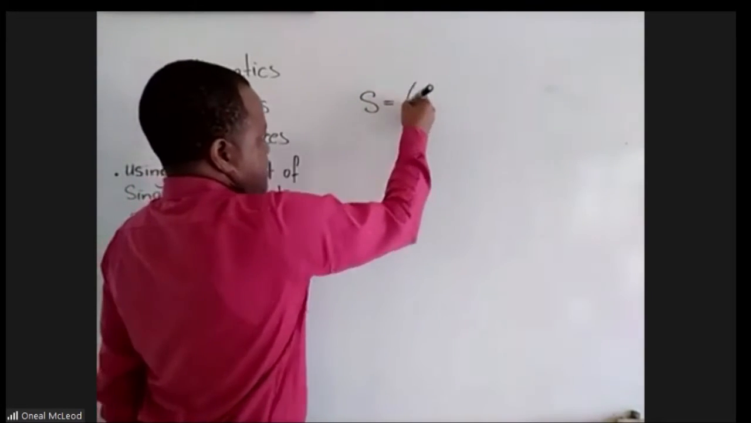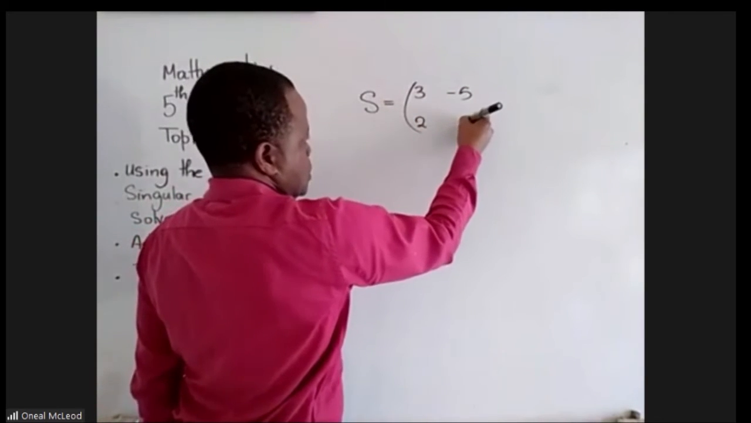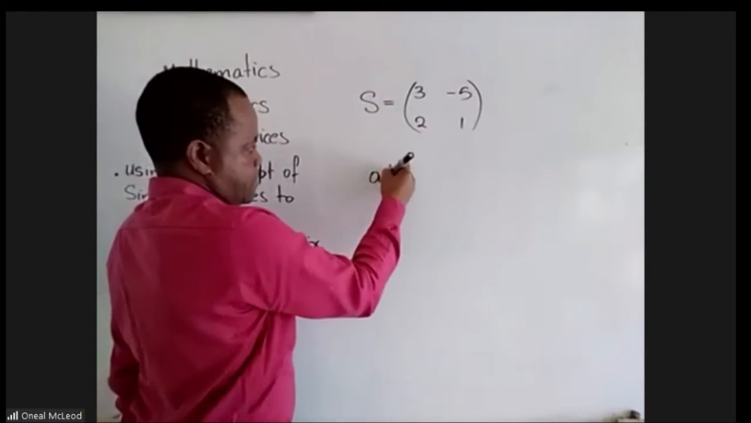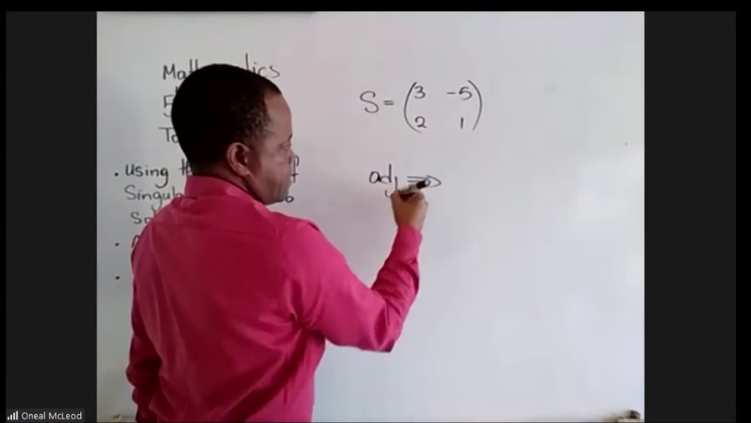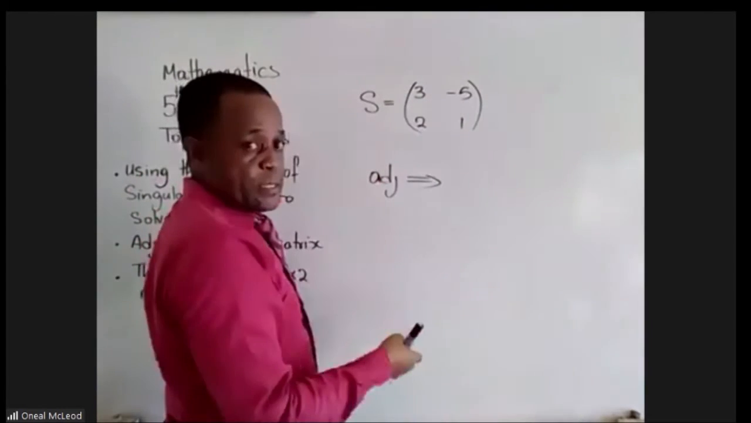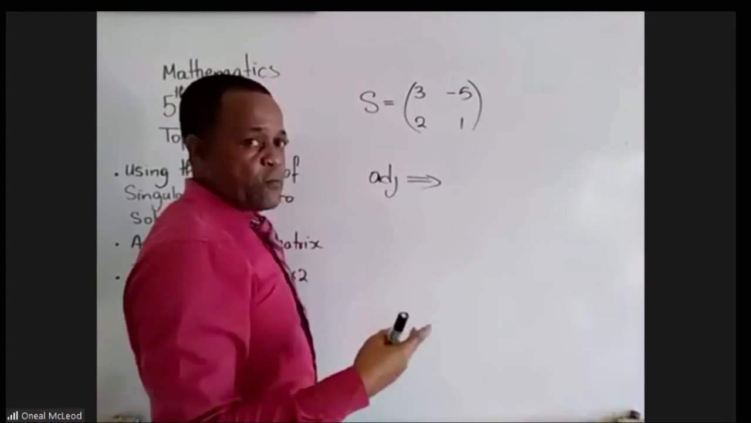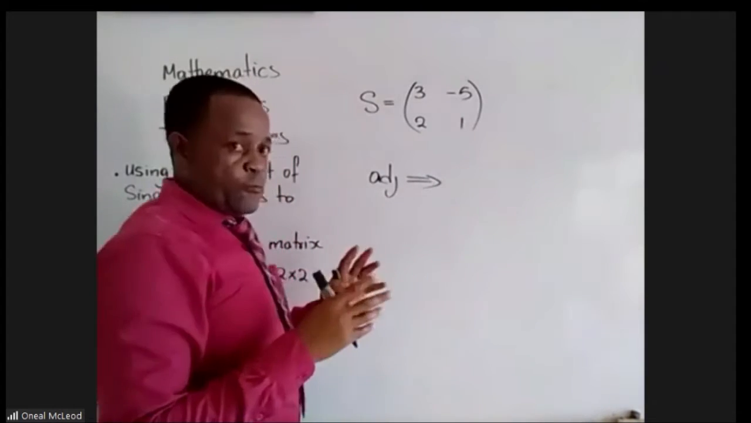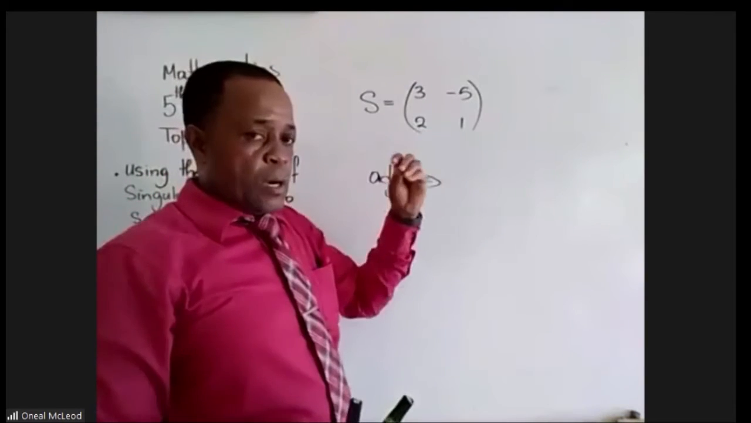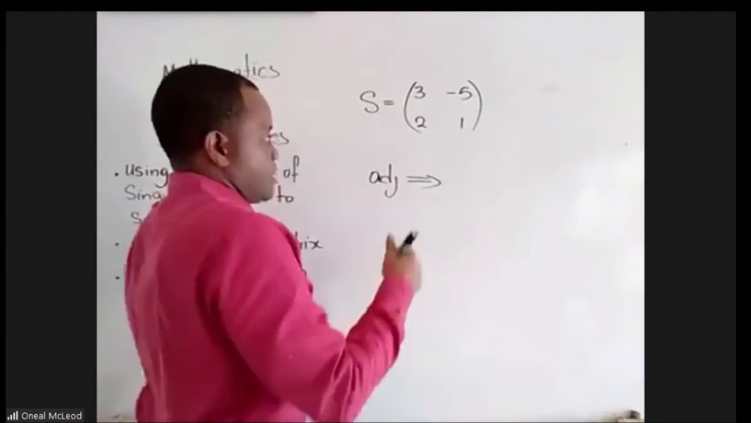The matrix S is equal to 3, -5, 2, and 1. If I want to find the adjoint, then the adjoint of that matrix, we're going to interchange the leading elements and multiply the non-leading elements by -1. But by this, you should realize that to multiply by -1, all you're doing there is changing the sign. Good? So this is what you're going to have to do.